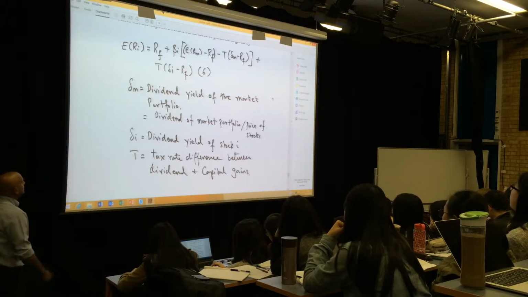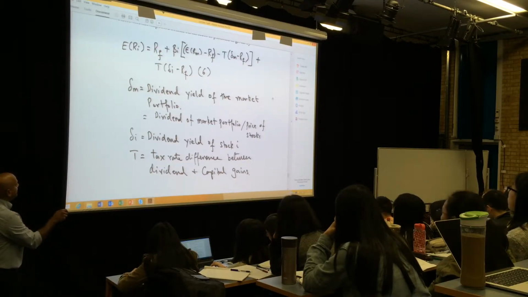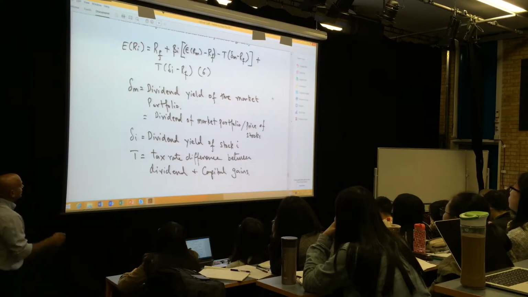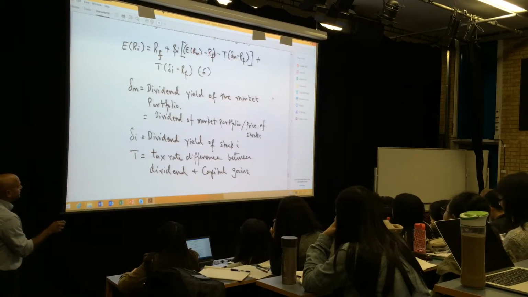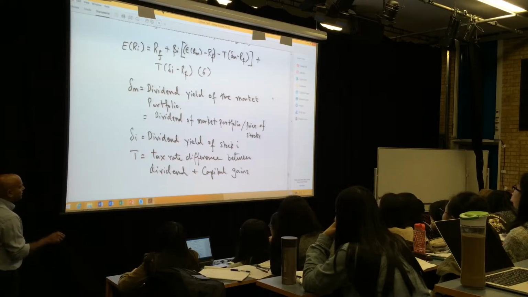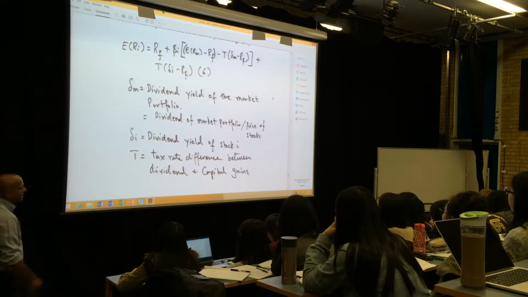Right. That's the beta. That's the risk-free rate. That's the same expected return. This is the market risk, the market price of the risk: the expected return on the market portfolio minus the risk-free rate. And then we've got this term, T. That's the tax rate, the tax rate difference between dividend and capital gains.